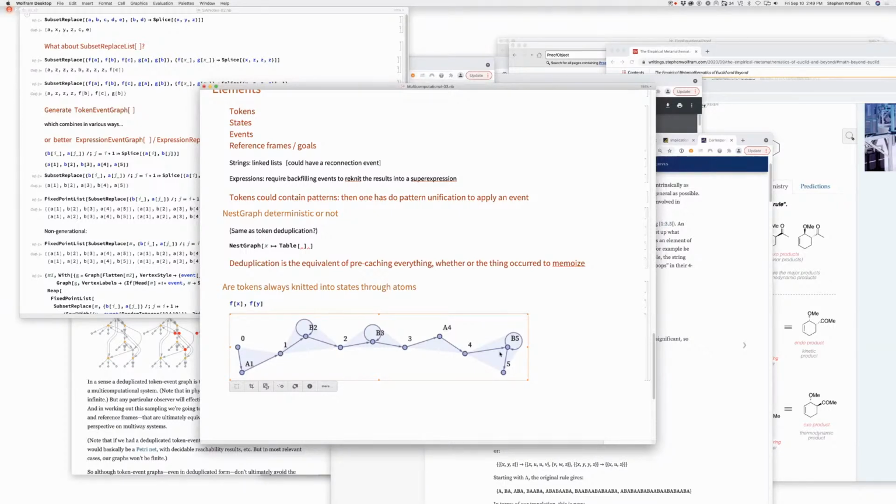Well, it's not really an index because it's not going to stay correct. No, I understand. It's just an ID. It's an atom. It's an atom label. That's the way that gets knitted.